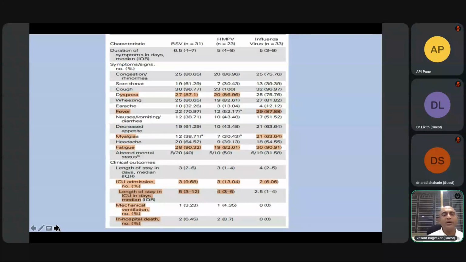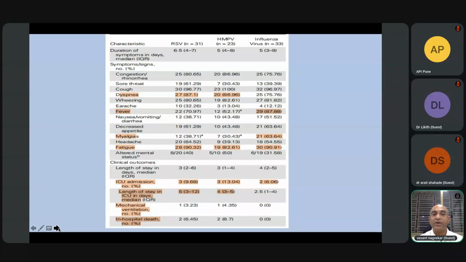Now coming to the clinical features, if you see this slide, very important. What are the clinical features which differ between respiratory syncytial virus, human metapneumovirus, and influenza-like virus? Breathlessness, dyspnea, is a predominant feature: 87% in respiratory syncytial virus, almost 87% in human metapneumovirus, only 75% in influenza-like virus.